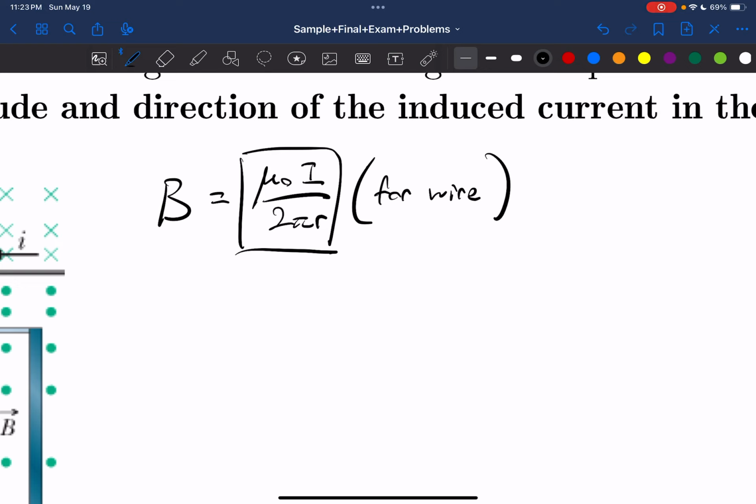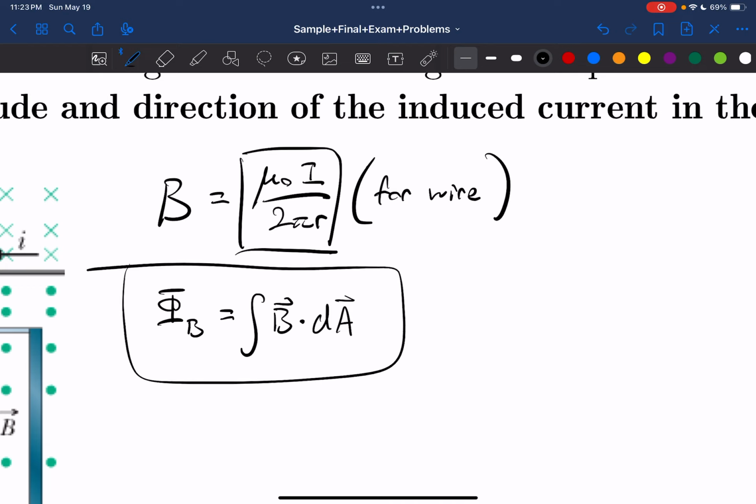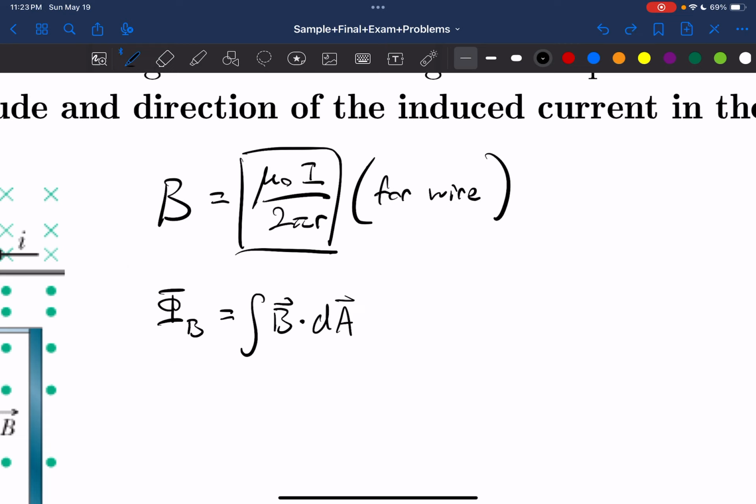So the next thing we can do is to find the magnetic flux. Now the magnetic flux equation is the integral of B dA. Excuse me. Now, this right here is the general equation of the magnetic flux. Now we have to specifically modify the equation for this problem. Now, how can we do that?